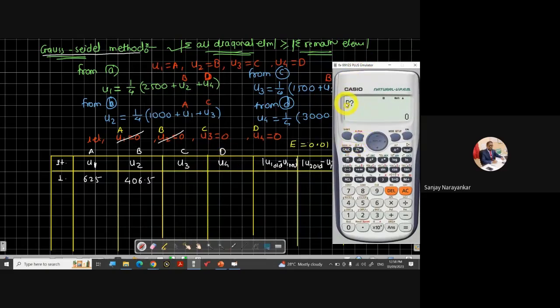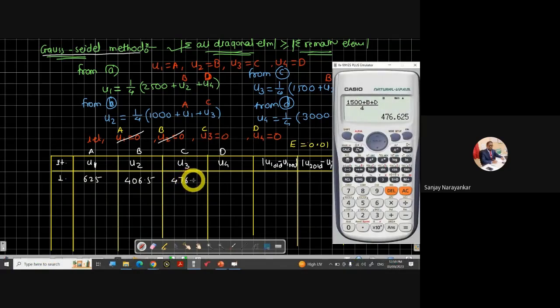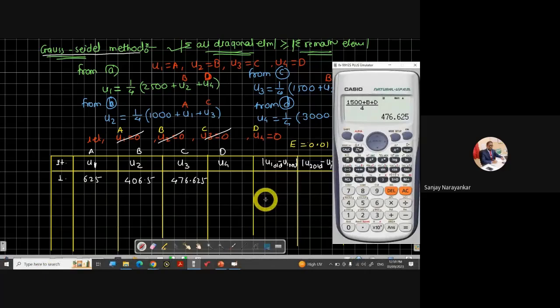U3. What should be the B value now? क्या रहेगी? 406.5. और नेक्स्ट क्या चाहिए? डी की वैल्यू. डी की वैल्यू क्या रहेगी यहाँ पे? 0. अभी ये आंसर आ गया. क्या आएगी? 476.625. ये नई वैल्यू मिलने के बाद पुरानी वैल्यू क्या करेंगे? हम स्ट्राइक करेंगे. सिमिलरली द नेक्स्ट वन.